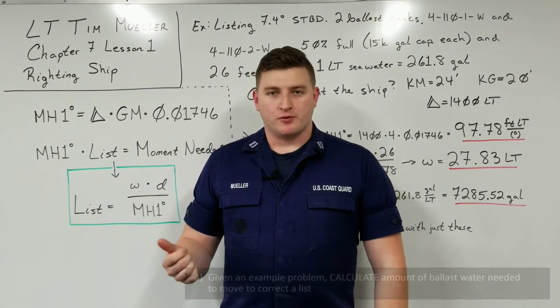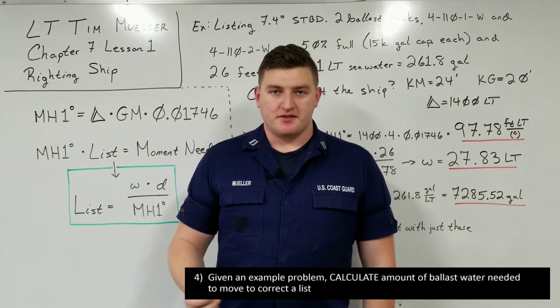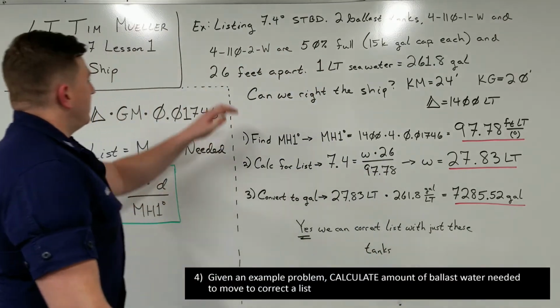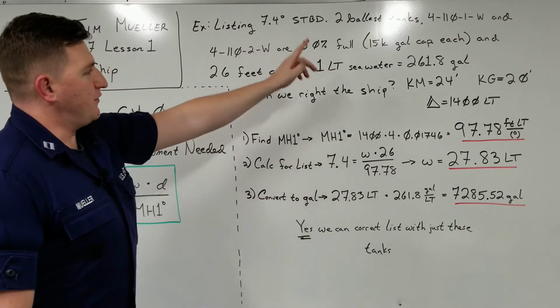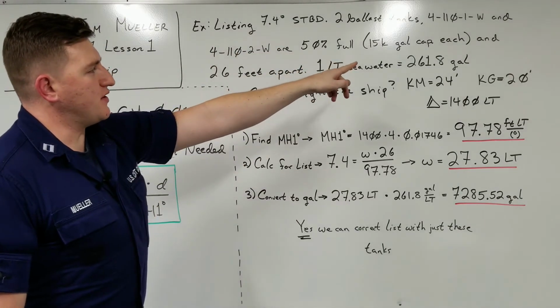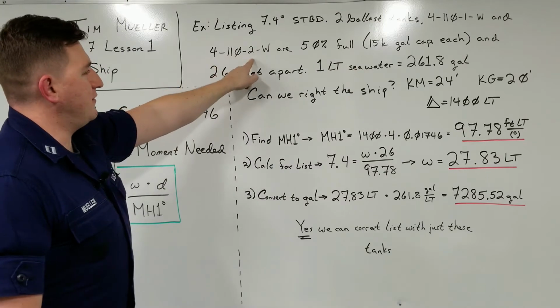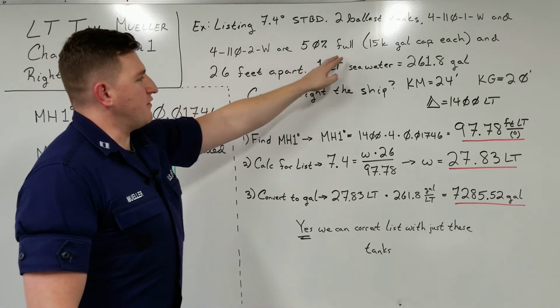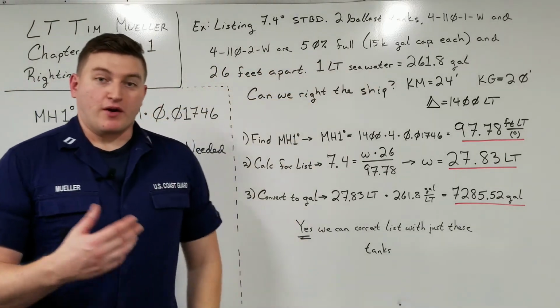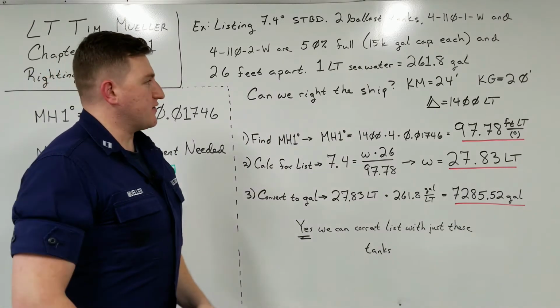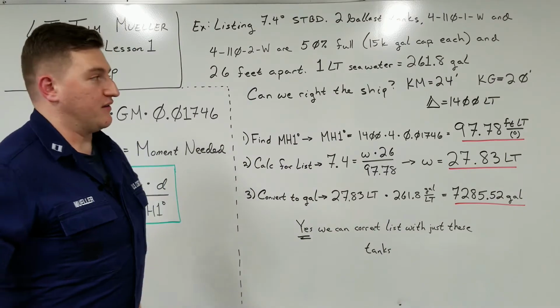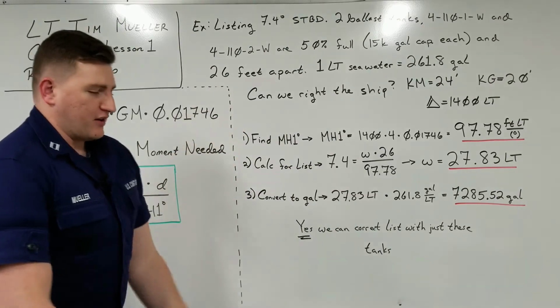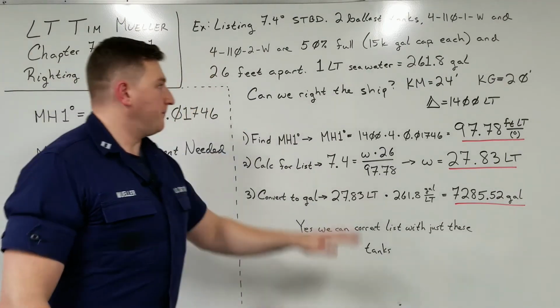All right, so now that we have our tools on correcting list and righting the ship, let's look at an example problem real quick. So with this vessel, we are listing 7.4 degrees to starboard. We have 2 ballast tanks, 4 TAC 110 TAC 1 and 110 TAC 2 TAC whiskey, and they are 50% full. Each one has a 100% capacity of 15,000 gallons, meaning that each tank has roughly 7,500 gallons in it. And the center of gravity of those tanks is 26 feet apart.